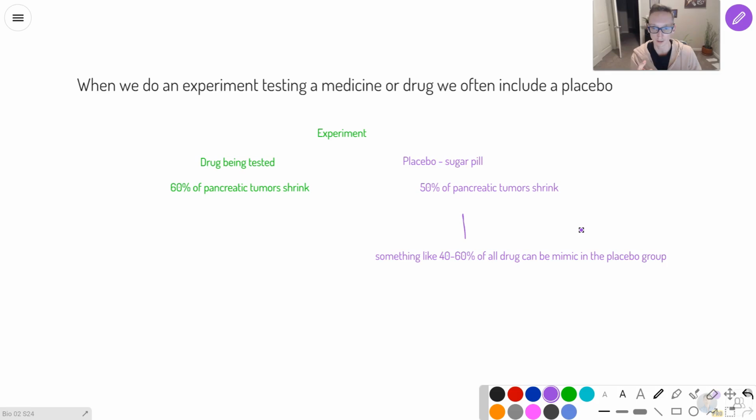Number two, what the heck does this mean? Well, I think there's really three things going on here. One, it's the power of belief. If you believe that a doctor is giving you medicine and it will shrink your tumor, then that power of belief is healing to your body. Sounds crazy, but that's what it's saying. It's either saying that or it's saying that sugar cures almost every single illness. And this 40 to 60% of all drug effectiveness can be mimicked by the placebo group.